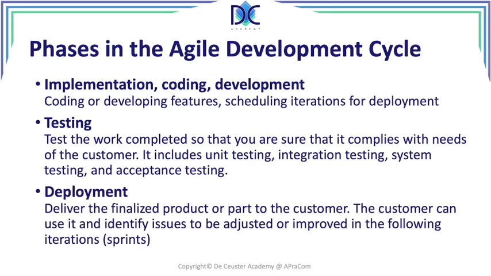And the last step is the deployment. We deliver the finalized product or part of the product to the customer. The customer can use it and identify issues that have to be adjusted or improved in the follower iterations. When we talk about Scrum, these iterations are sprints.